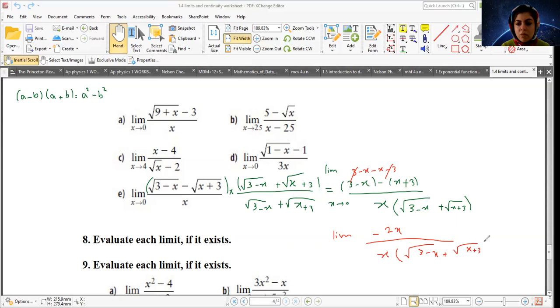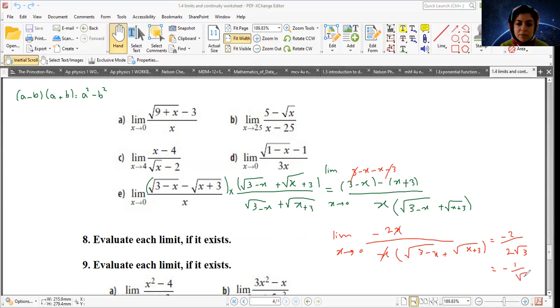As you see now, the unwanted root is canceling, x and x. So if I substitute x by 0 now, I no more get 0 over 0 in the numerator and denominator. So instead of the x, I put 0, I get a square root of 3 here and a square root of 3 here, become 2 square root of 3. To simplify, it becomes negative over 1 square root of 3.